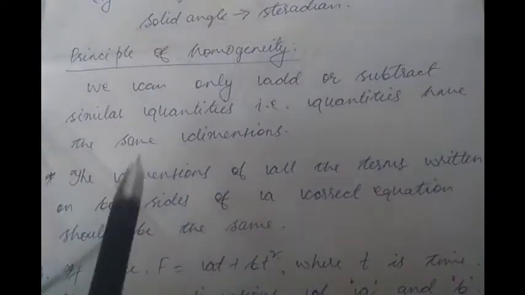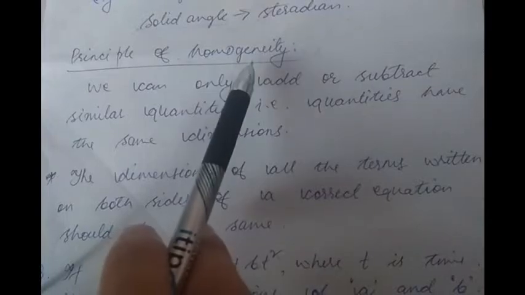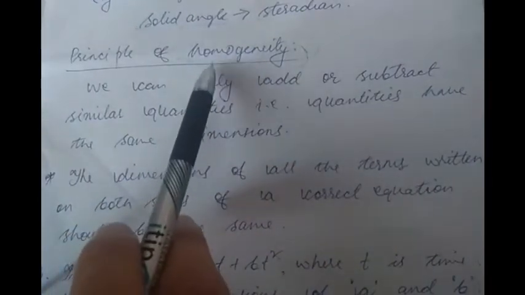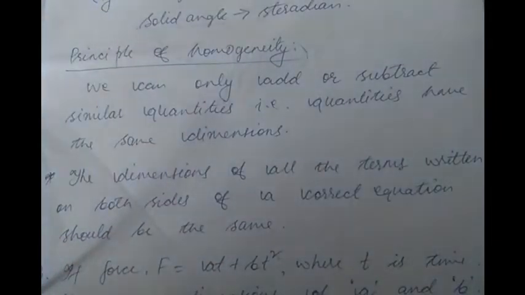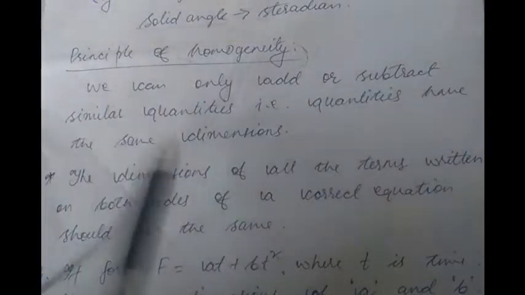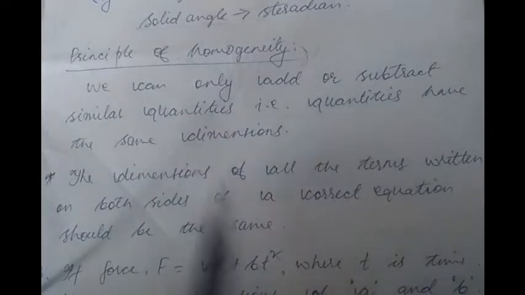Okay, class 11. Today's topic that we are going to discuss is called the principle of homogeneity. Now, as you can see, this word homogeneity comes from the word homogeneous, and homogeneous means of the same kind or similar kind. To put it in simple words, the principle of homogeneity tells us that we can only add or subtract things of the same kind, or similar quantities.